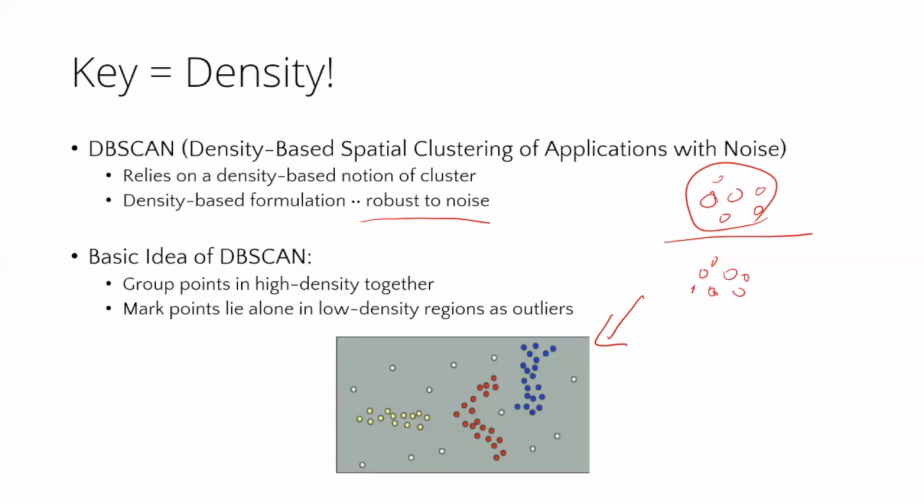So as you can see over here, there's a yellow cluster, and then a red cluster, and then a blue cluster, and their shape is fairly nonlinear. So if we were to use k-means, we probably would not have this nice clustering result. Plus, there are some outliers that are denoted in white.